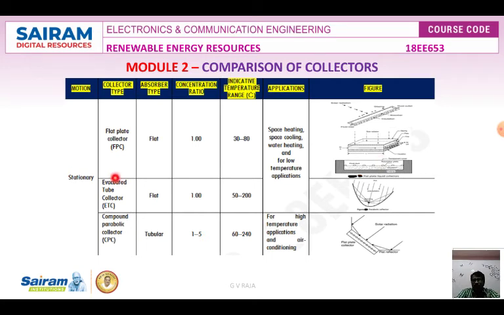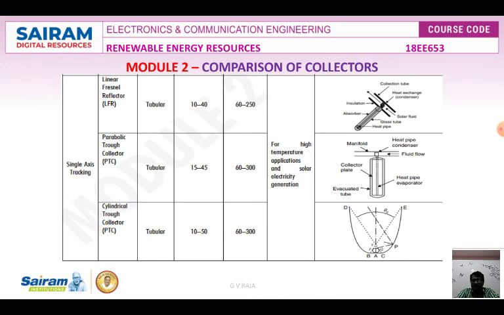Next one is the evacuated tube collector, ETC. It also has a flat type absorber, the concentration ratio is 1, and the temperature range is 50 to 200 degrees Celsius. The same applications, space heating, cooling, and water heating, can be used here, and it is parabolic in nature. The next one is the compound parabolic collector. It is tubular in nature. The ratio is 1 to 5, the operating temperature is 60 to 240 degrees Celsius, and the applications are high temperature applications and air conditioning processes. This is the compound parabolic collector.